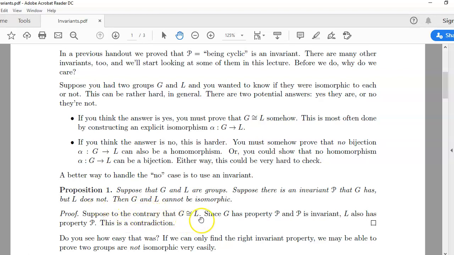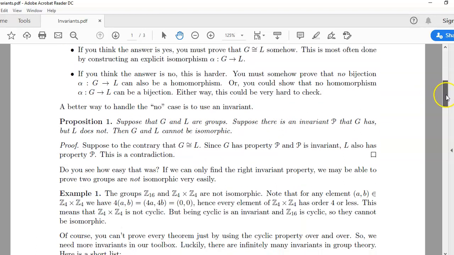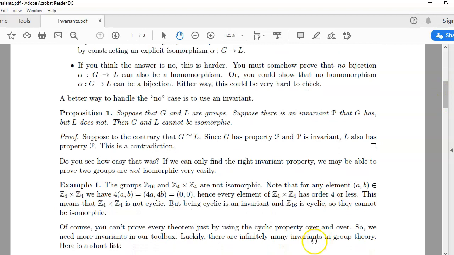Suppose you were wrong and they were isomorphic. Well, since G has an invariant property and is isomorphic to L, then L has to have the invariant property. But we said it didn't have the property, contradiction. So you're done. It's very easy. But there is a talent to finding the right invariant property to use to make your argument work, and that will depend on your groups G and L. Okay? But this is a really clever strategy, and this is why invariants are so important.